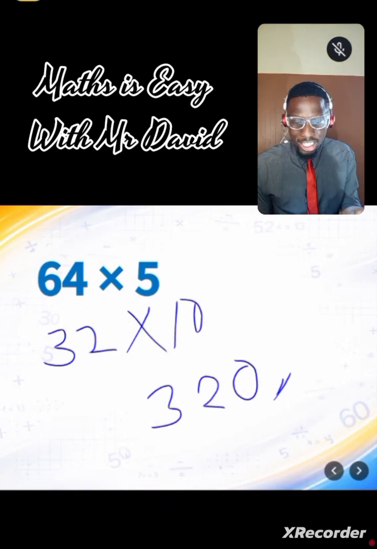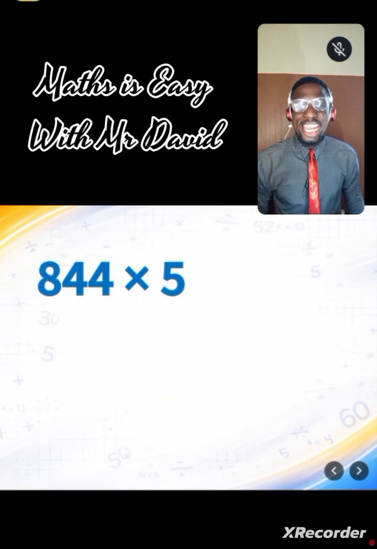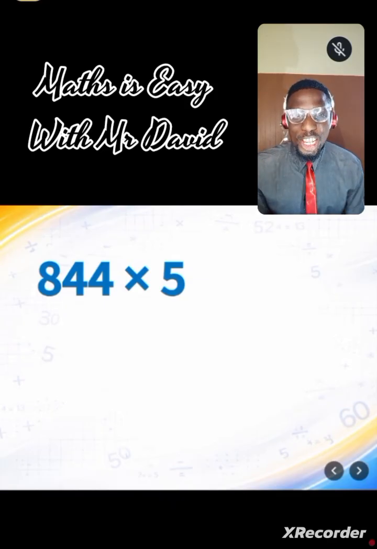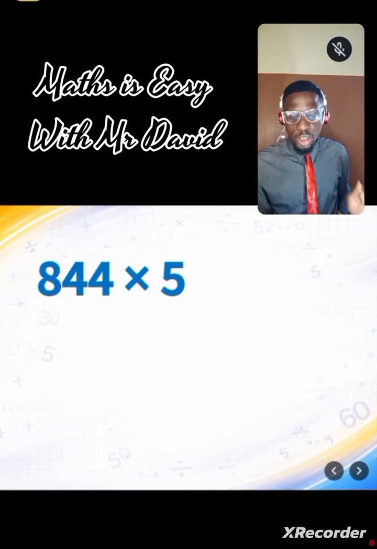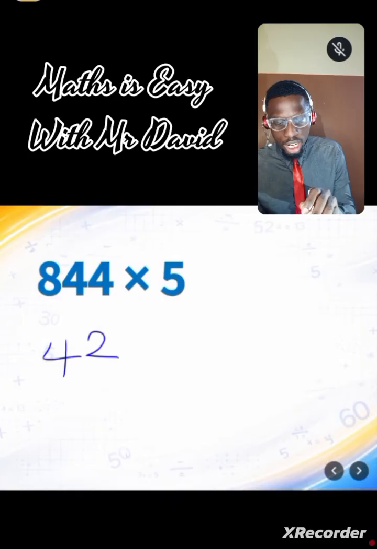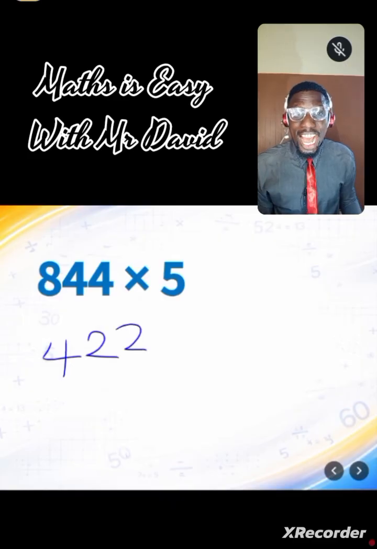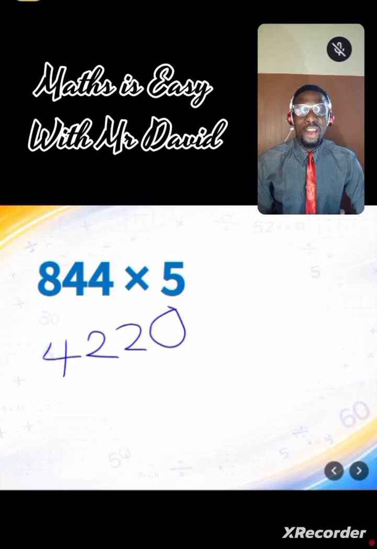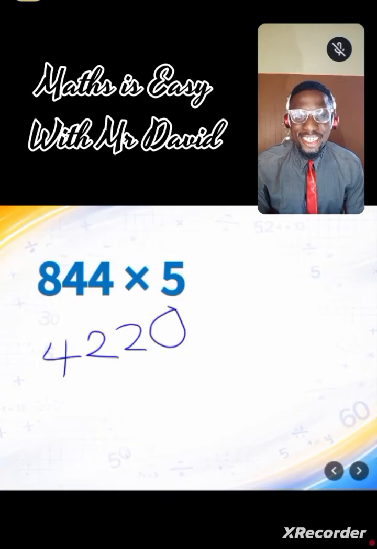Remember I told you. Another example, this is 844 multiplied by 5. So how do we do that? The same thing, divide 844 by 2. If I divide 8 by 2, I'm going to have 4. Divide 4 by 2, I'm going to have 2. Divide 4 by 2, I'm going to have 2. Then what are we going to do? Just add 0 at the back. And that is the answer, 4,220. That is as fast as possible, even faster than a calculator.